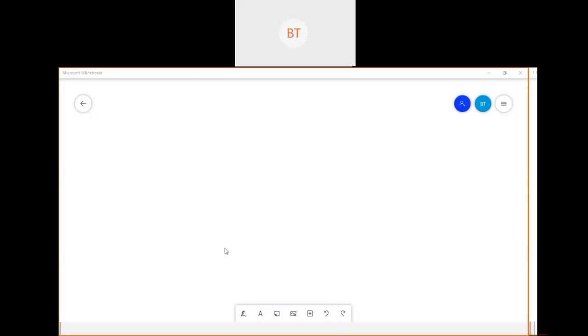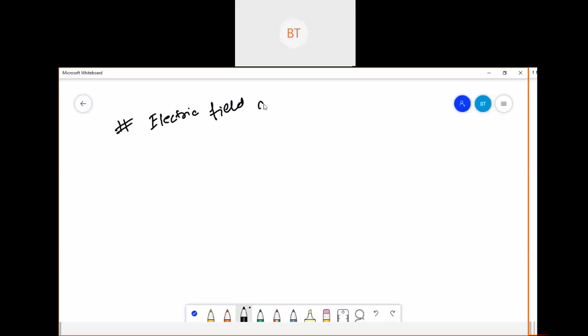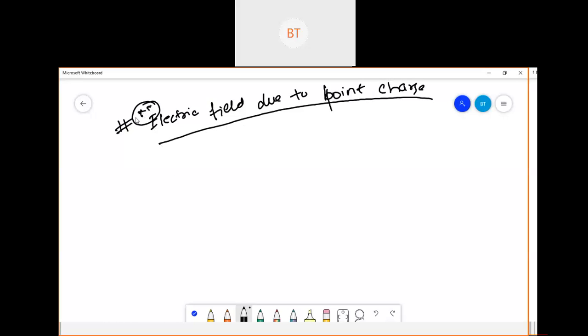So we will write the heading today. It will take 2 classes to finish this topic, electric field due to point charge. So I'll write the heading: electric field due to point charge. This topic we are going to discuss, and it is very important, because if you are clear with this, most of the concepts of AMFT will be cleared.